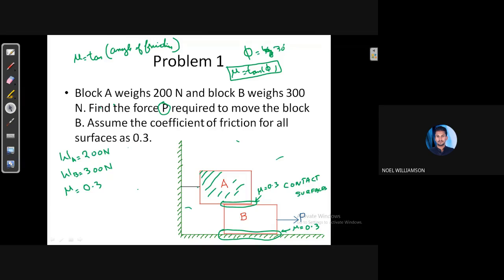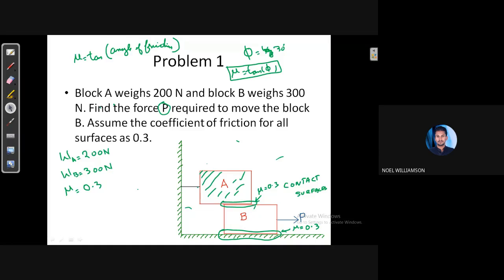Now we will see how we can find the value of P. In order to find that, we have to see the system. Here in the system, you have two components, A and B. The unknown force P is acting on B. So we will consider the free body diagram of each body.